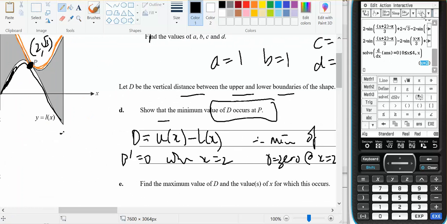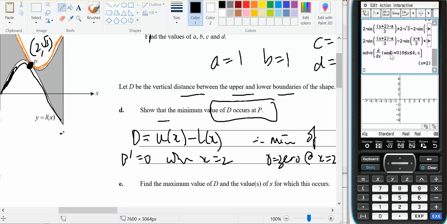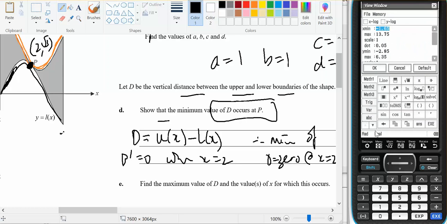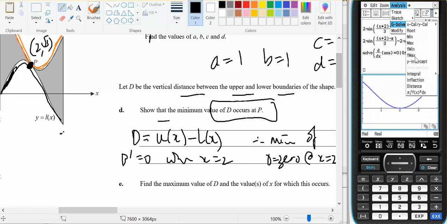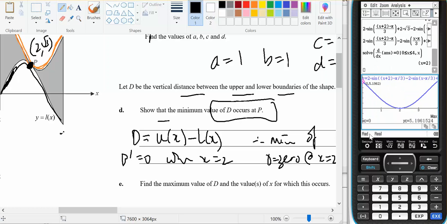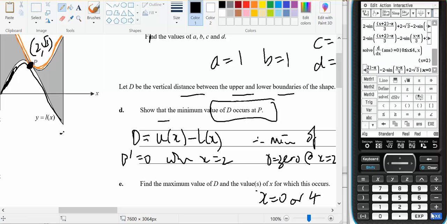Find the maximum value of D. Okay, so I take that answer and I graph it, and I look only from 0 to 4. I do analysis, G-solve, Fmax. My maximum occurs at 0 and also at 4. So the maximum value of D occurs at x equals 0 or 4. And the maximum will be, if I take that expression and input x equals 0, it's 3 root 3.